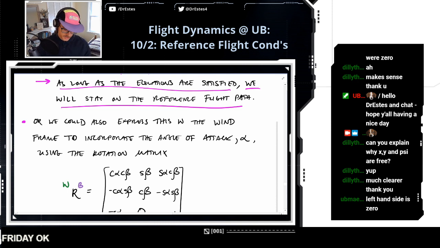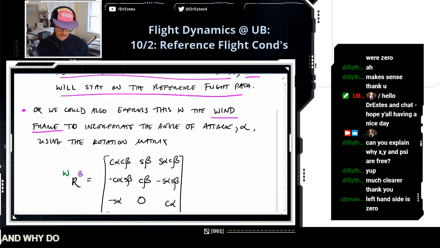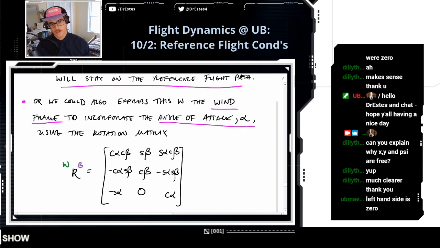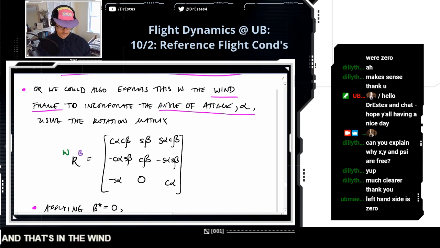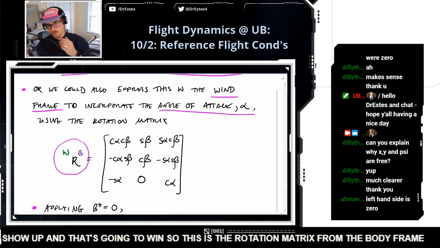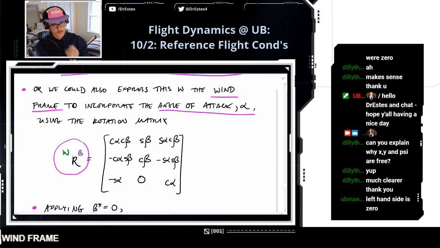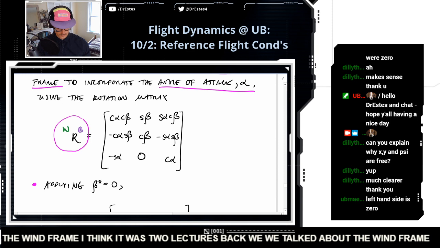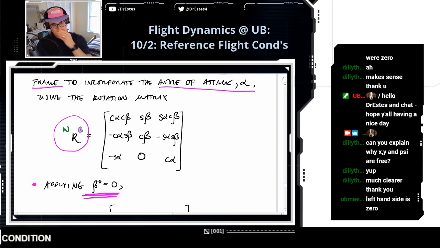Okay, so we could express this in the wind frame. And why do we want to do that? Well, often we want to have the angle of attack variable show up, and that's in the wind frame. So this is the rotation matrix from the body frame to the wind frame. I think it was two lectures back, we talked about the wind frame. From our reference flight condition, we don't have any side slip for this problem.